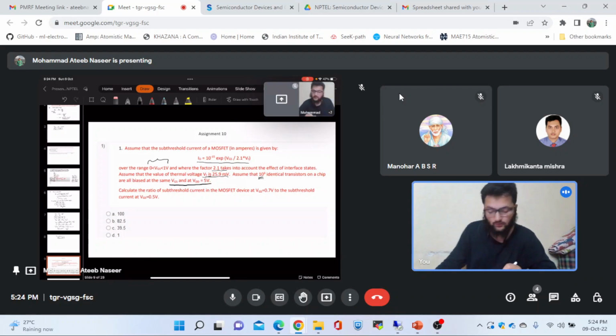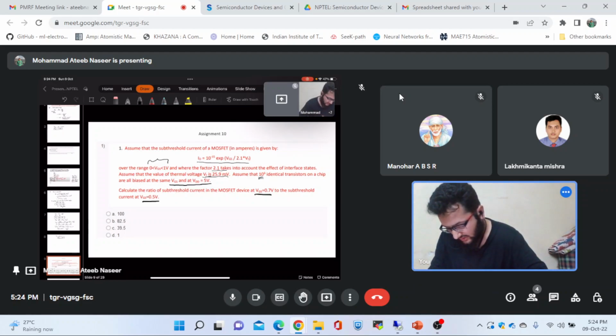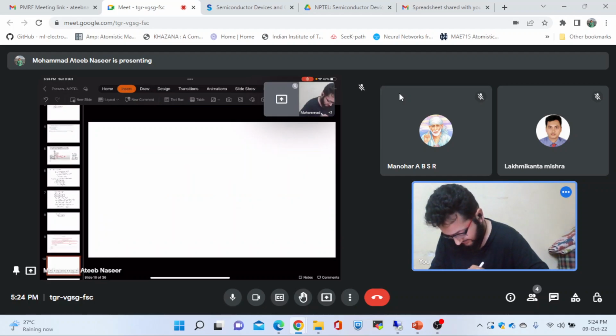So the operating voltage is 5 volts. Now we have been told to calculate the ratio of this subthreshold current that will be present in this MOSFET at two bias voltages. One is 0.7 volts and the other is 0.5 volts. So it is simple manipulation. We have to just use this current equation.